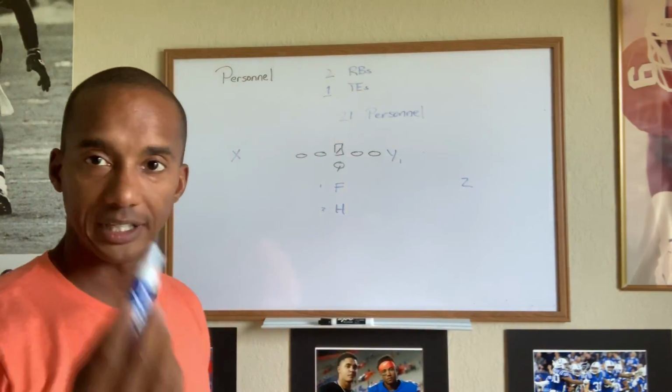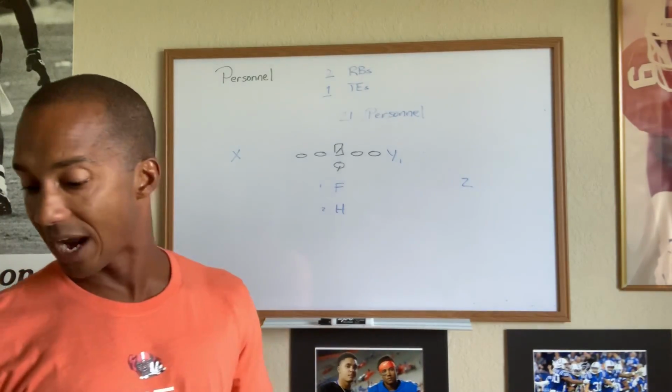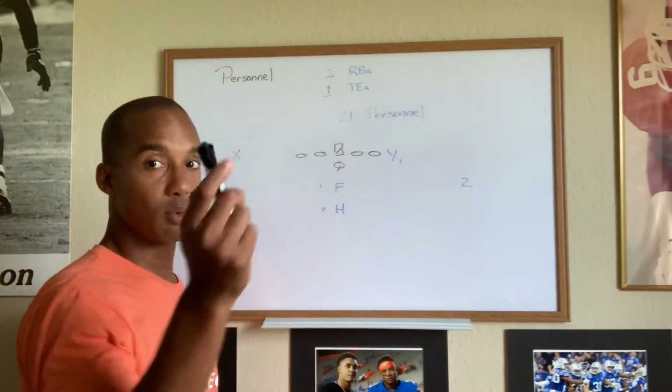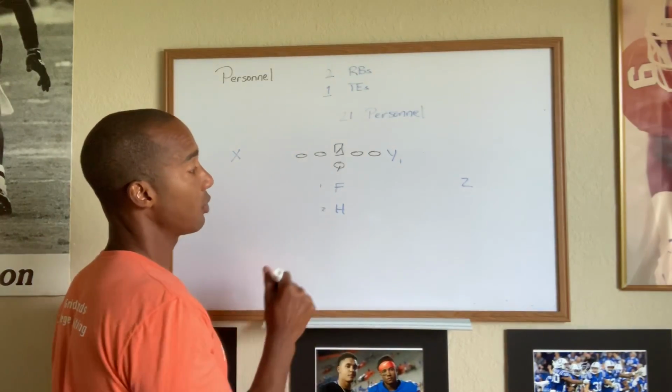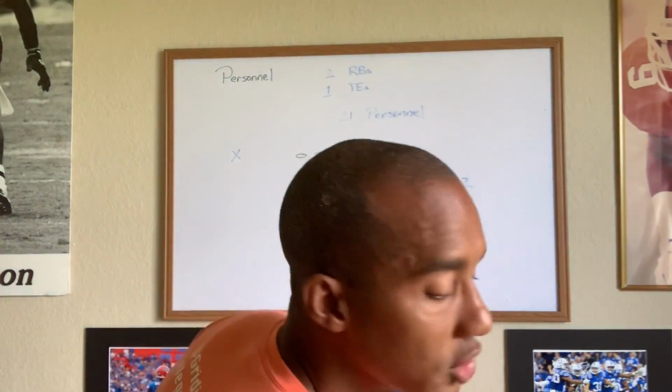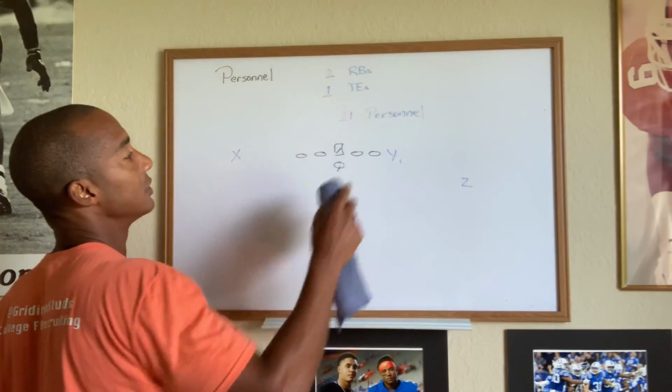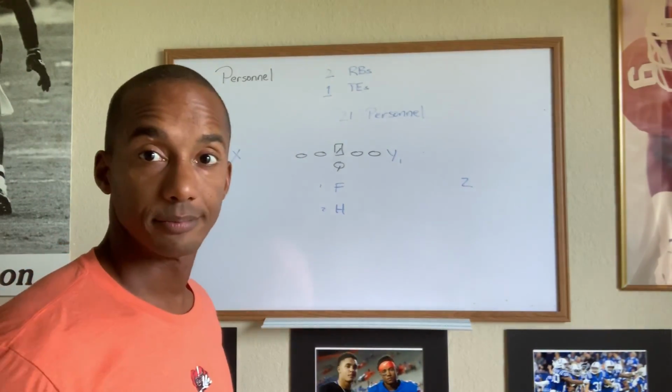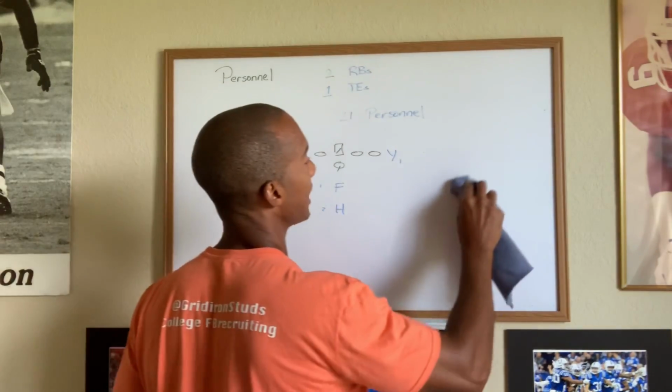I don't particularly care for how this blue marker is writing right now, so I'm going to switch it out for the black one. But nevertheless, this is 21 personnel. 2 running backs, 1 tight end. That tight end can be lined up anywhere. So let me give you a different example.